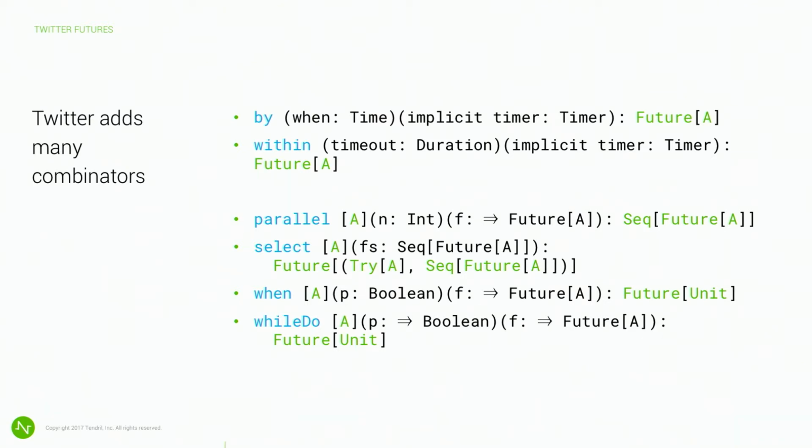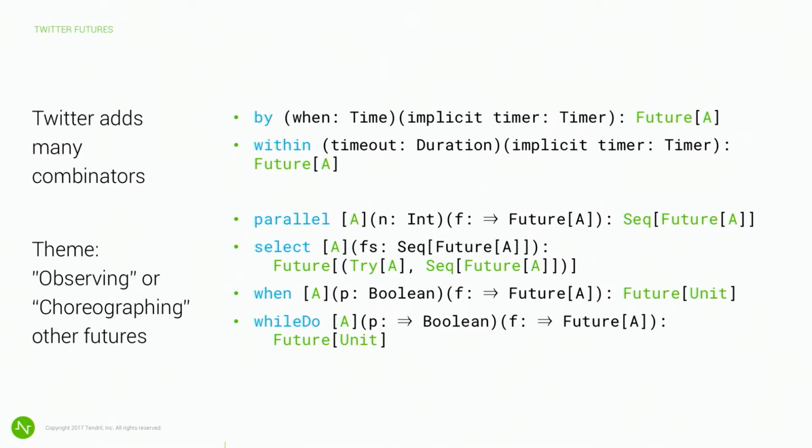When, you see, is eager, it's not taking a lazily evaluated predicate. So when this case is true, run this future. And whileDo is reevaluating. So this is while this predicate holds, keep evaluating the future. And that says future of unit, but that's surprising to me if that's really doing iteration. But the theme of these latter ones is observing and choreographing other futures, using futures to control the behavior of other futures and control whether we proceed with computations.